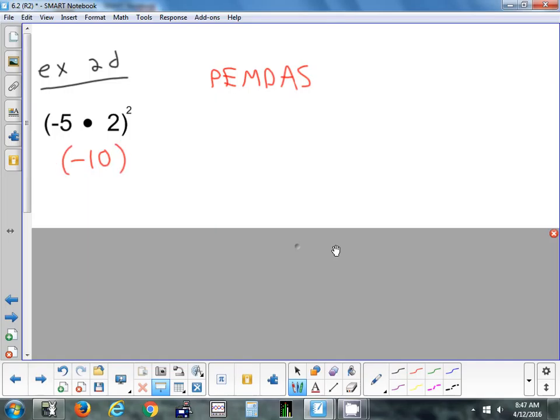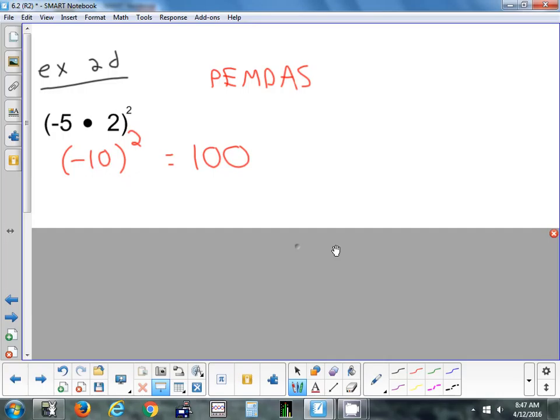So I took care of what's inside the parentheses. What do I still have? I still got the 2 on the outside, right? Negative 10 times negative 10. I have what kind of base? Positive or negative? Negative. Negative base, what kind of exponent? Even. Negative base, even exponent. That means my answer is going to be positive. Good. Positive what? 100.